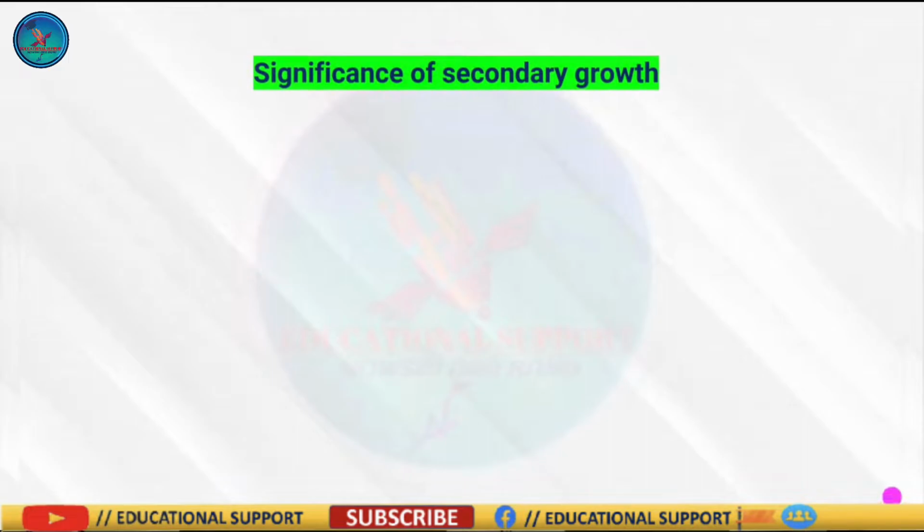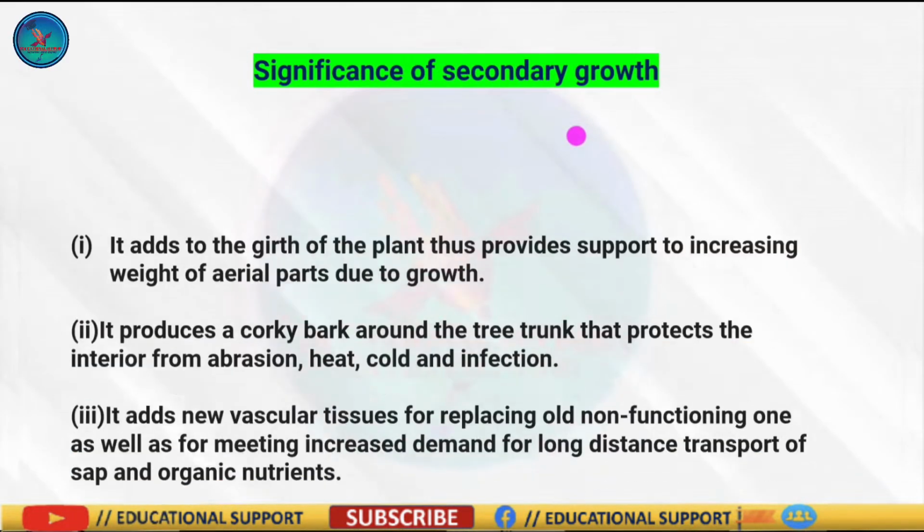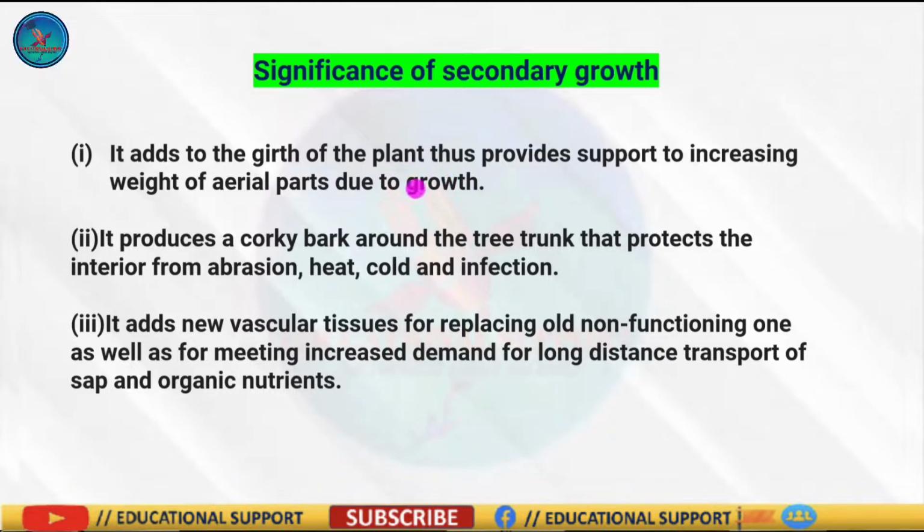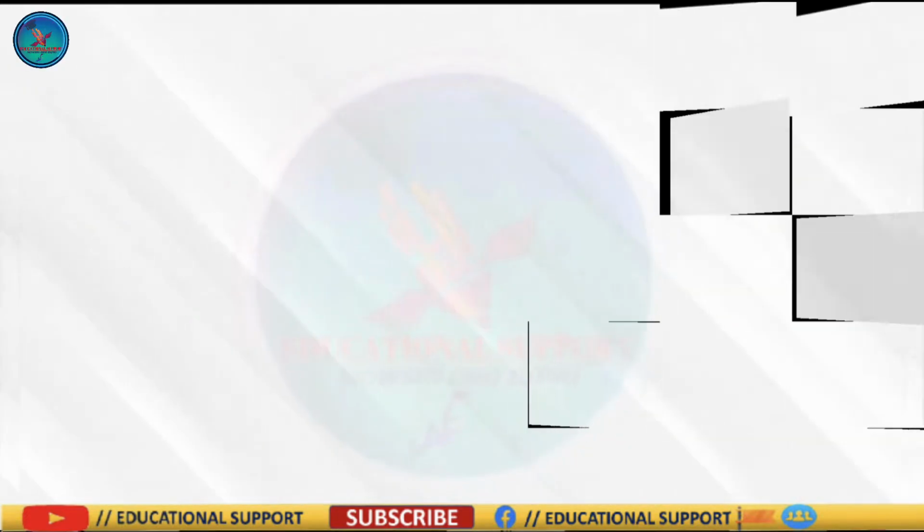So next is the significance of secondary growth. You know that secondary growth adds to the girth of the plant and it provides support for the increasing weight of aerial parts. Secondary growth produces a corky bark around the tree trunk, and secondary growth adds new vascular tissues for replacing old non-functioning ones as well as for meeting the increased demand for the long distance transport of sap and organic nutrients. So these are the significance of secondary growth.